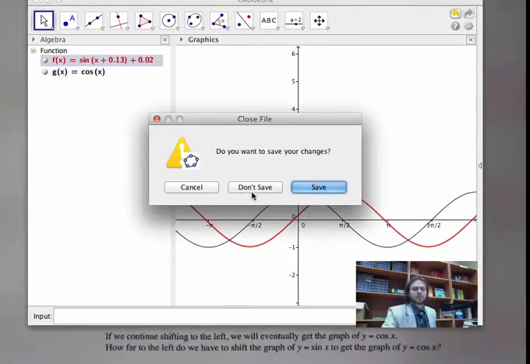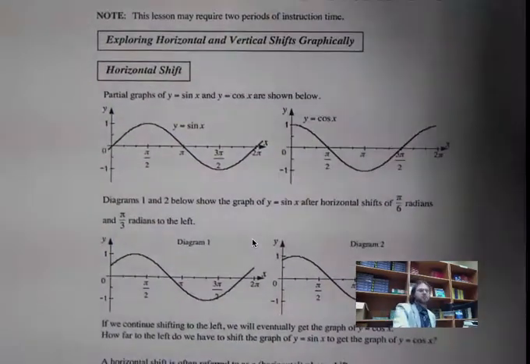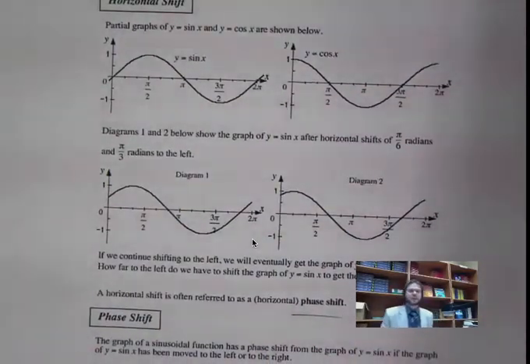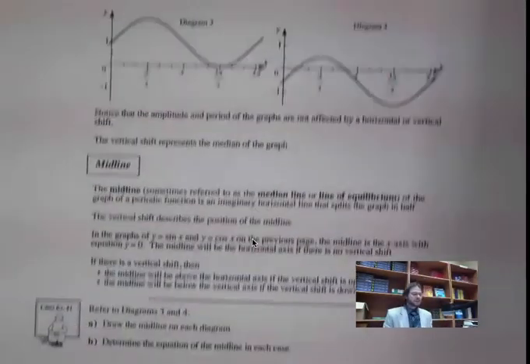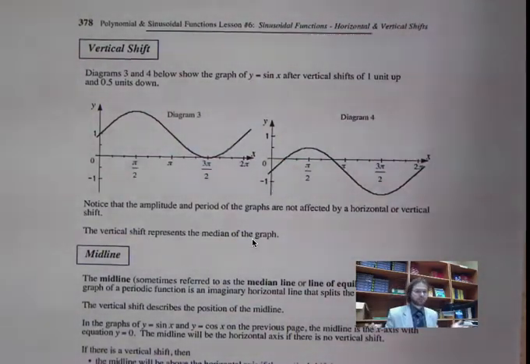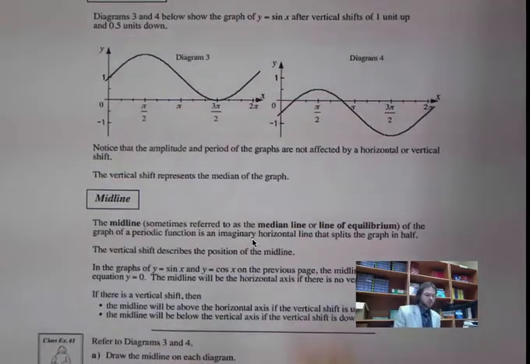Now we're going to look at this part here. It says a horizontal shift is called a phase shift. Keyword. That is our C value that determines that. Next is vertical shift. That is a shift of the midline, or median line, or also the line of equilibrium. So it's one of those three.